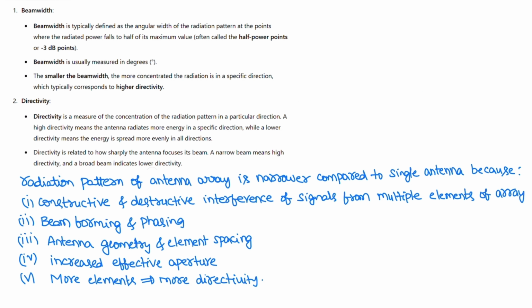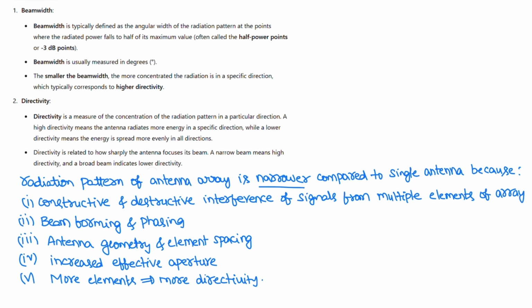So next is radiation pattern of antenna array is narrower compared to the single antenna. So in antenna array, there are more number of antenna elements and the radiation pattern of antenna array is narrower. So beam width is narrow compared to the single antenna beam width because of the constructive and destructive interference of signals from multiple elements of array, and beam forming and phasing. So this beam forming means relative phases of signals transmitted from each element can be controlled using phase shift, which directs energy in specific directions.